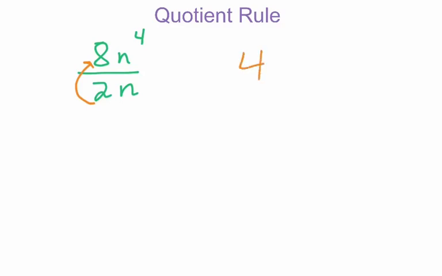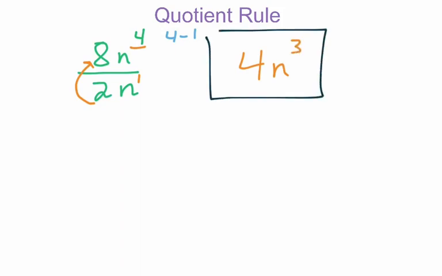And then we're going to look at our exponents. I've got n to the fourth power. Remember, there's really a 1 there, n to the first power. So this is going to be 4 minus 1. 4 minus 1 is 3. So that makes the answer here 4n to the third power, 4n to the third power when we divide out the 8 divided by 2.